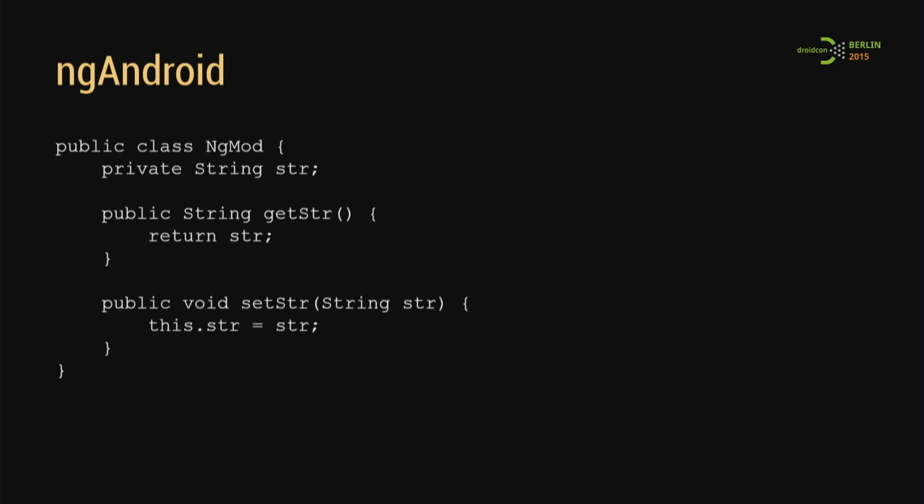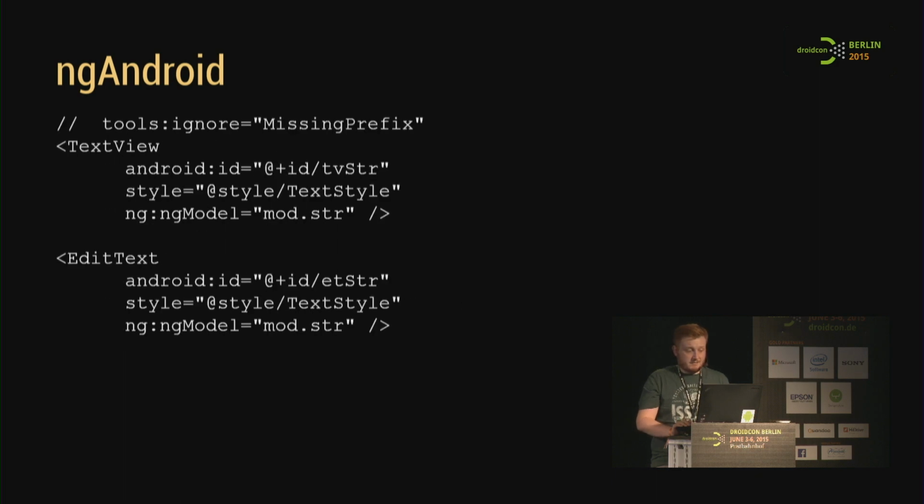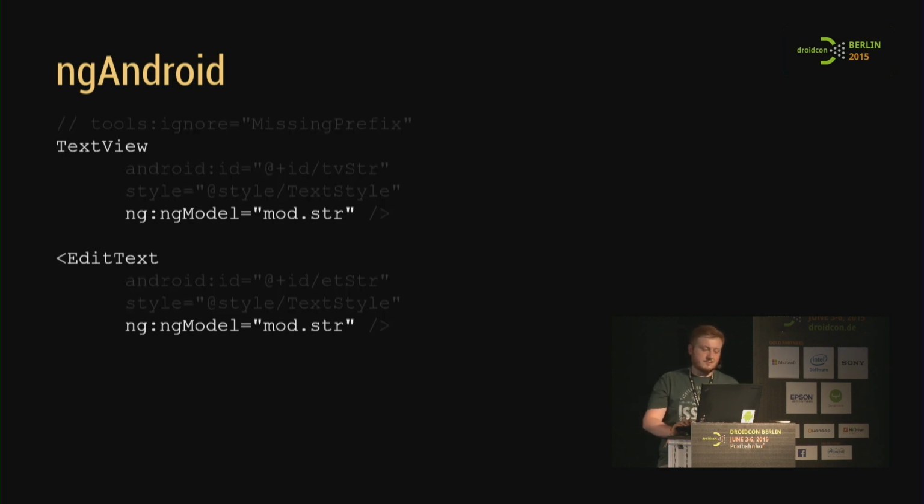Our view model is quite simple. It just gets or sets a string. And our layout, again, it may look similar to RoboBinding. We need to add some custom attributes and just say which property should be used on, for example, a TextView or EditText.